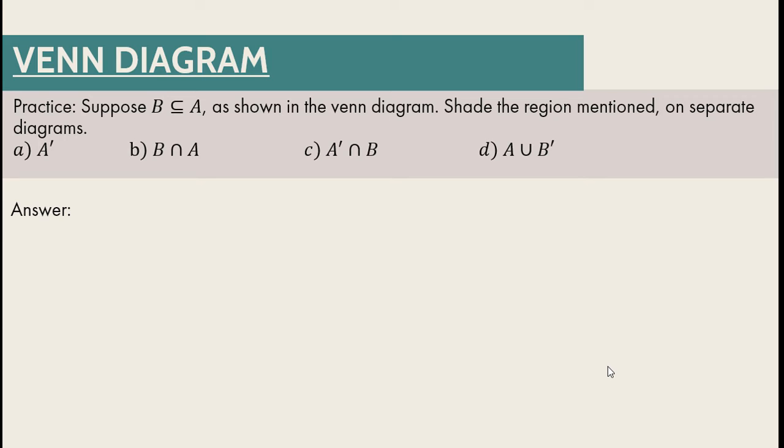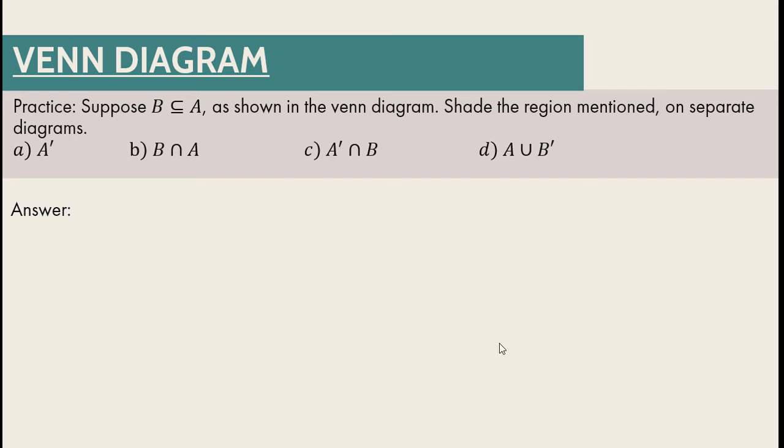Suppose that B is a subset of A, as shown in the Venn diagram. Shade the region mentioned on separate diagrams. Sorry, I forgot to insert the diagram. But you can draw it yourself.